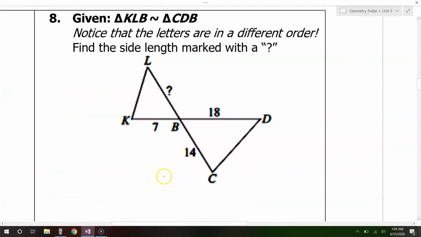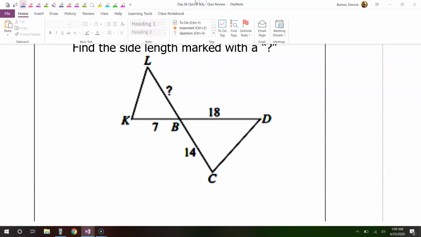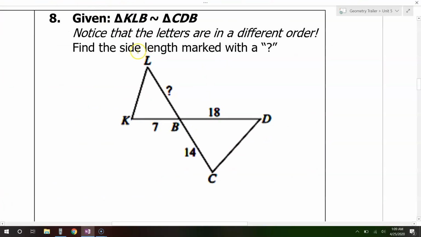All right, let's take a look at number 8. Again, time to match up corresponding sides. So the question mark is LB. Here's LB. LB corresponds with DB. All right, so DB is right here.